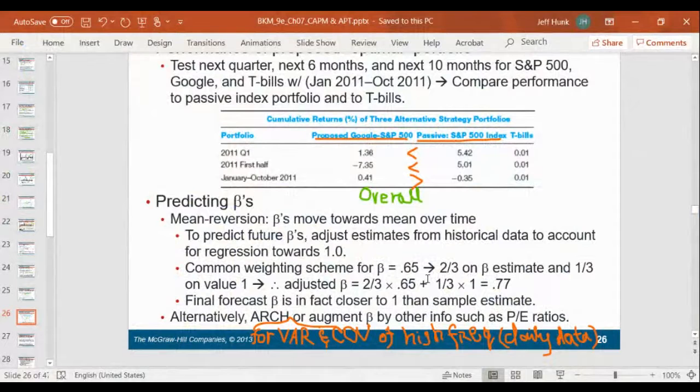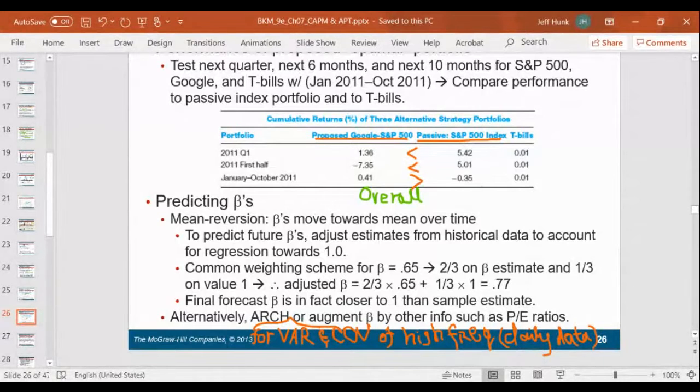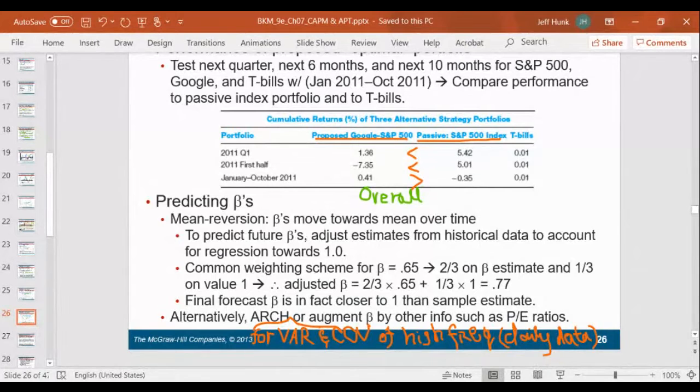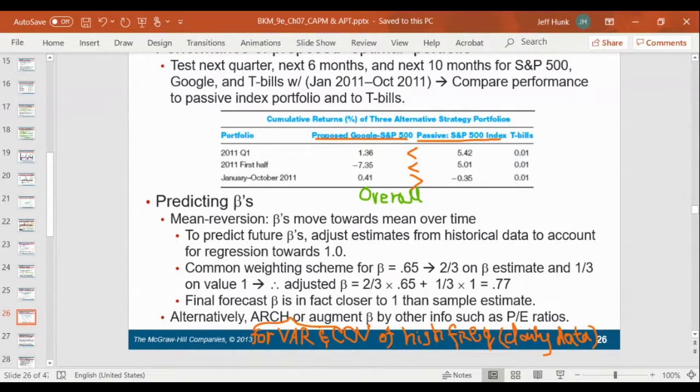But again, this is just expedient, in other words, just for convenience, a rule of thumb. The exact weighting scheme, there should be a better weighting scheme. Now, the final forecast beta is in fact closer to 1 eventually than the sample estimate. So alternatively, we need a better estimation model. One of the better ways is called regression.